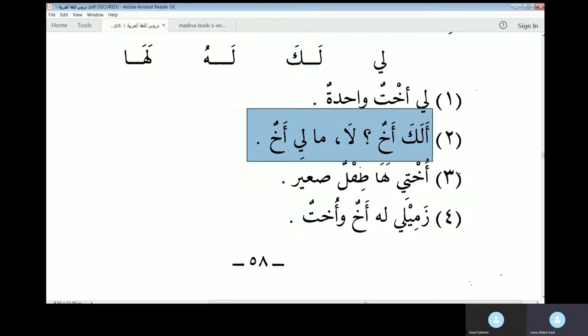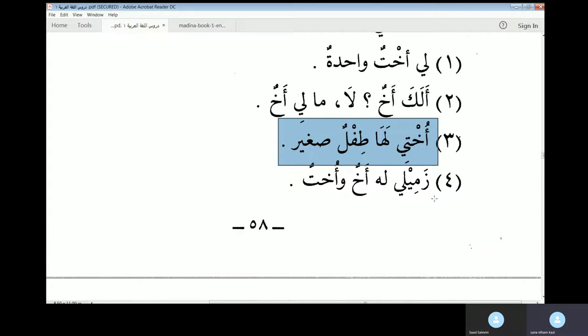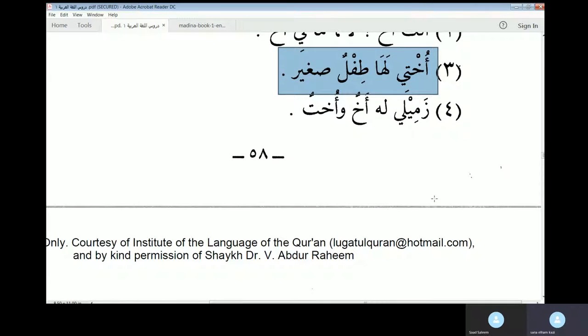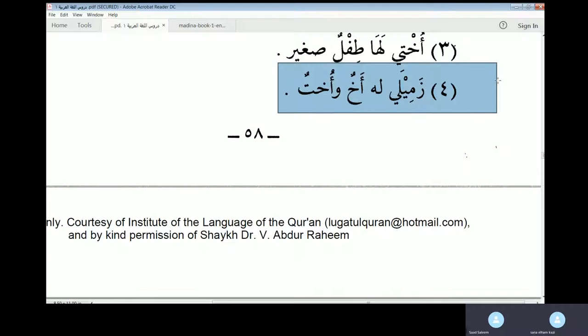Alaka akhun? Do you have a brother? La, ma li akhun. No, I don't have a brother. Ukhti laha tiflun saghirun. My sister has a small child. Zamili lahu akhun wa ukhtun. My roommate has a brother and a sister.